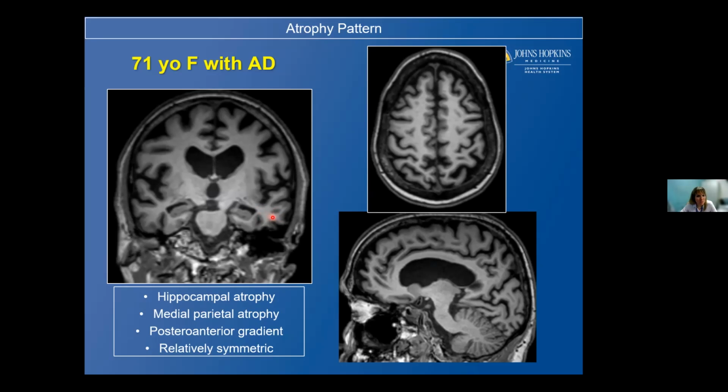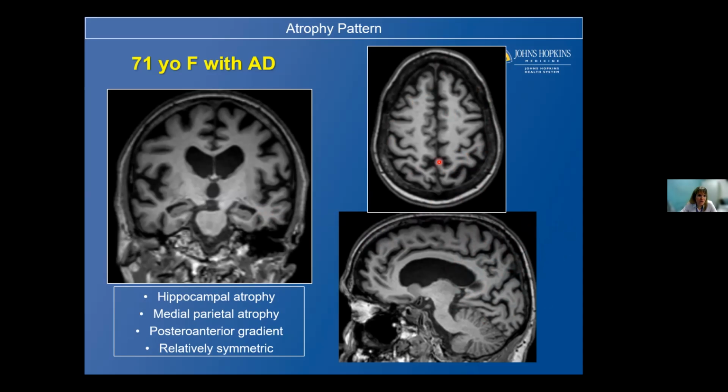Then we see medial parietal atrophy, as demonstrated by prominence of the marginal and parietal occipital sulci, giving sort of a posterior anterior gradient of atrophy, with greater atrophy in the parietal as compared to the frontal regions. So here we have more of a parietal prominent atrophy as compared to the frontal. This is better demonstrated here on the axial plane.